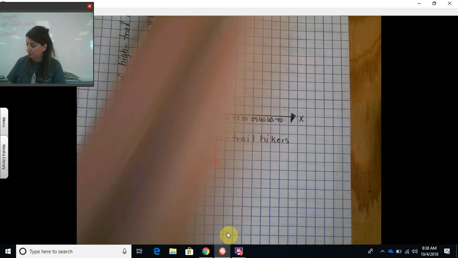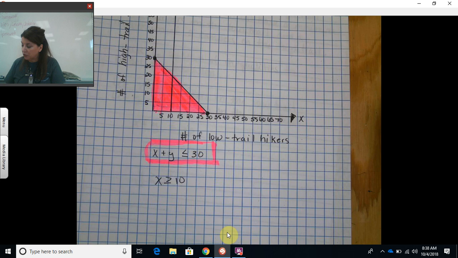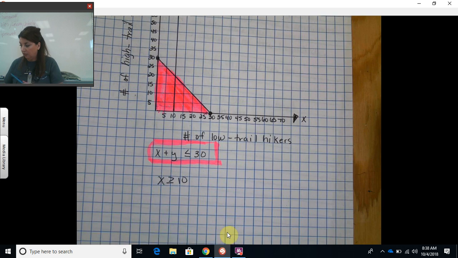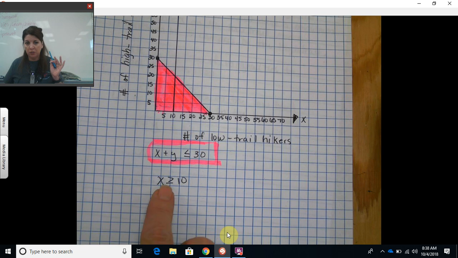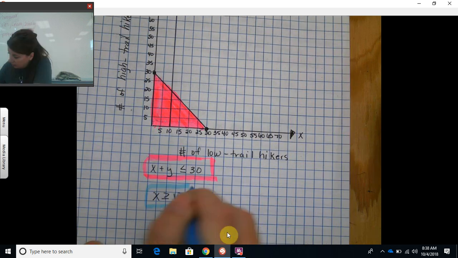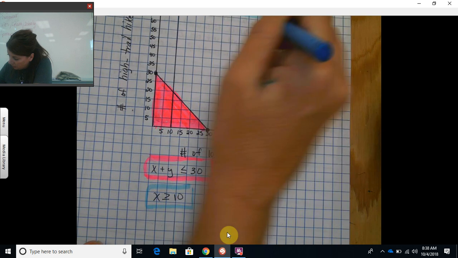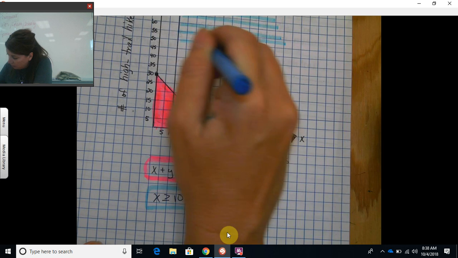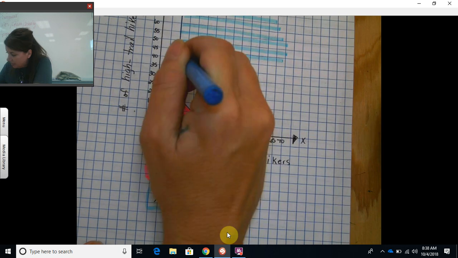Would I shade to the left or to the right of that? Where are my solutions less than or equal to 10 as far as the number of hikers on the low trail go? Greater than or equal to, I'm sorry, I said less than. Greater than or equal to 10 would be to the right. So this line, everything to the right of it, because every ordered pair to the right has an x value greater than 10. On the line is equal to 10.